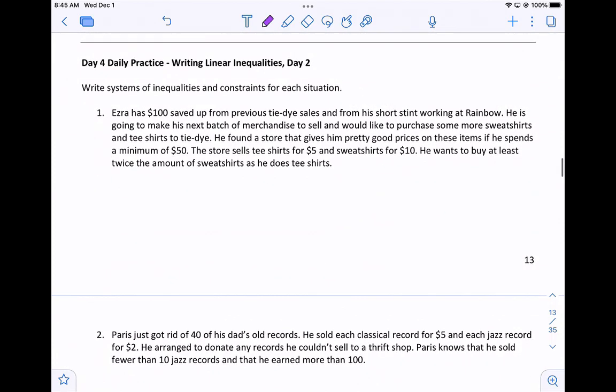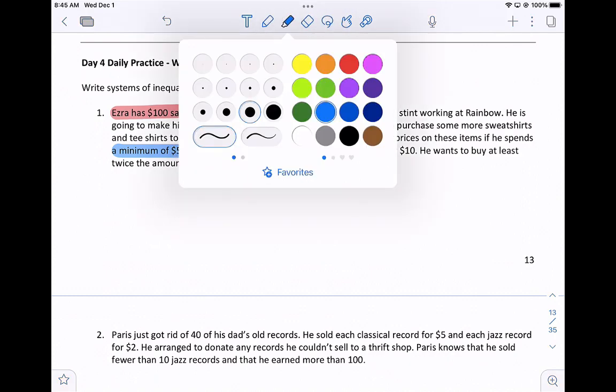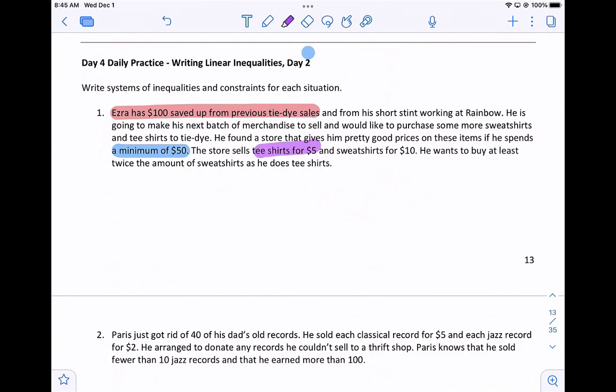So the first one is Ezra, one of my students who used to work at Rainbow, but he would tie-dye shirts and sell them for a profit. So let's say Ezra had $100 saved up from a batch of previous tie-dye sales, and also from working at Rainbow. He's going to make his next batch of merchandise to sell and would like to purchase some more sweatshirts and t-shirts today. He found that this one store gives him a pretty good deal on these items if he spends a minimum of $50. The store sells t-shirts for $5 and sweatshirts for $10. He wants to buy at least twice the amount of sweatshirts as he does t-shirts.